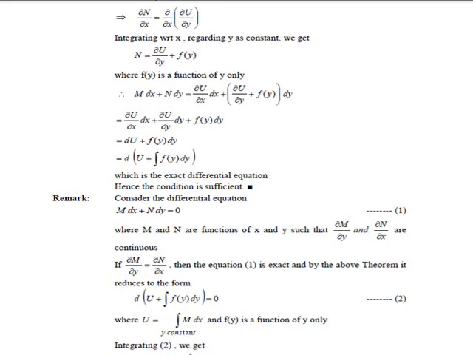Here is the working rule to find the complete solution of a given differential equation if it is exact. If a differential M dx plus N dy equals 0 satisfies the condition del M by del y equals del N by del x, then it is exact and its complete solution is given by the integration of M dx keeping y constant, plus the integration of those terms of N that are free from x, dy, and it is the complete solution.